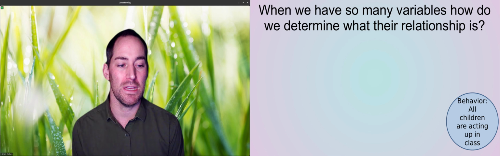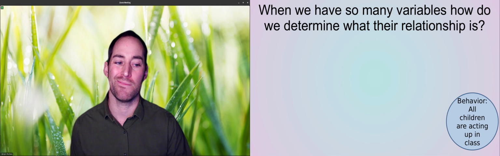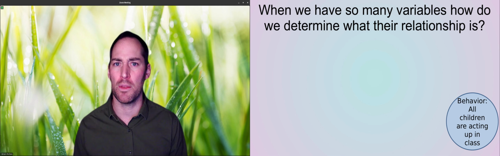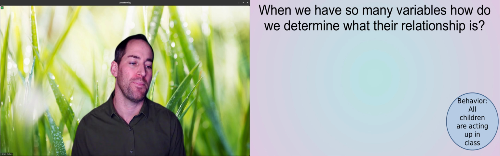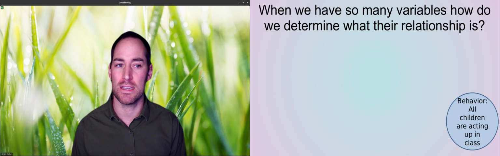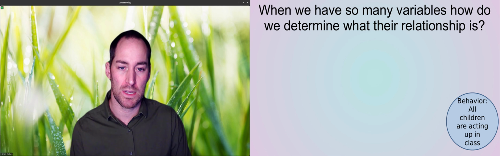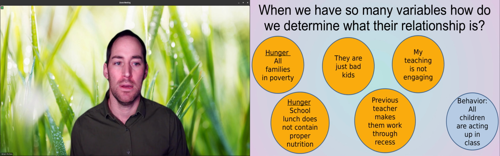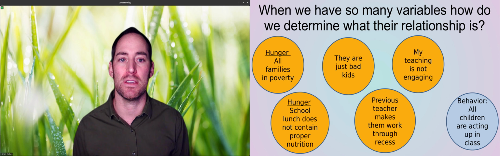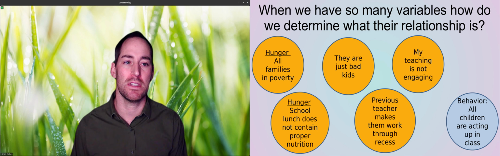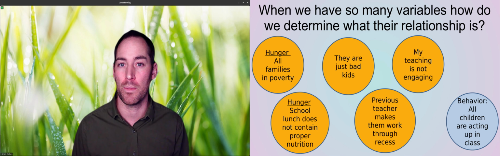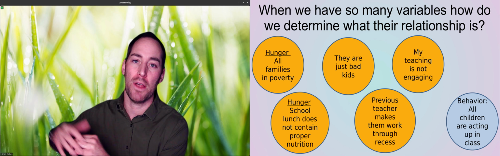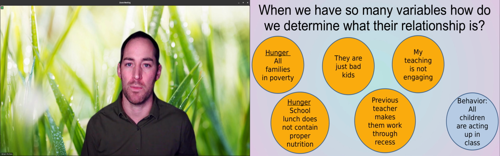the relationship is? So let's say there's a behavior. Let's say we're in elementary school, we're an elementary school teacher. The children are acting up in class. That's the behavior we observe. So why is this happening? Maybe we come up with some hypotheses. Maybe theory suggests some ideas, and so we come up with some hypotheses. Maybe we also add some of our own.